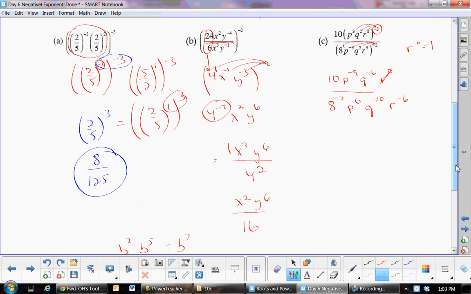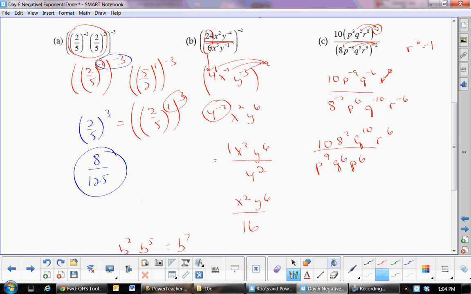So if I made everybody happy, it would look like this. 10, let's just do the top. Is this happy? So put it below would be what? p to the 9. How about, keep going on the top. Is this up? So q to the 6 would be down below. Let's see the bottom. Is 8 to the -2 happy? So you move it up top. How about p to the 6? So you leave it there. How about q to the -10? Unhappy, bring it up. And r to the -6, bring it up.